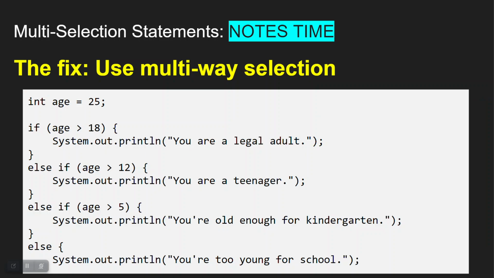So if we went back to our original algorithm, we could fix it, and we could say, well, if age is greater than 18, you are a legal adult. Else, if age is greater than 12, you are a teenager. Else, if age is greater than 5, you're old enough for kindergarten. Else, you're too young for school. So now we've got something that is guaranteed to give you only one outcome instead of all of the outcomes like we had before.